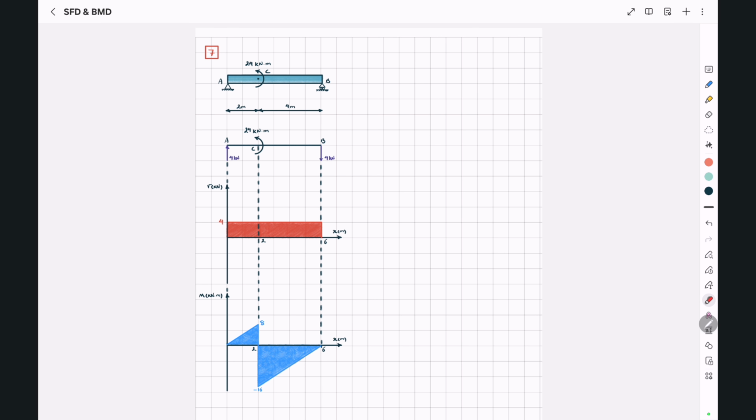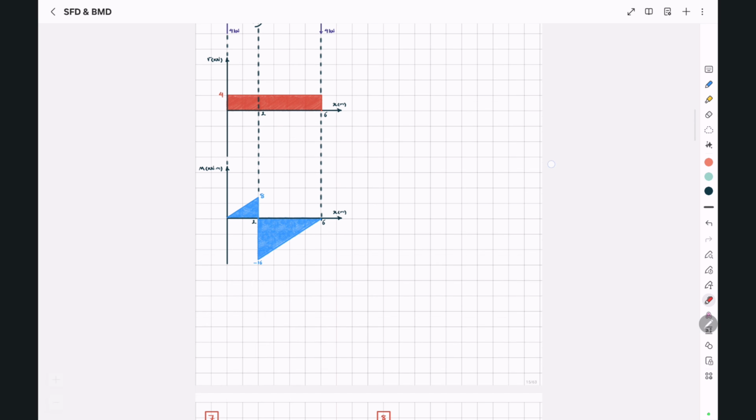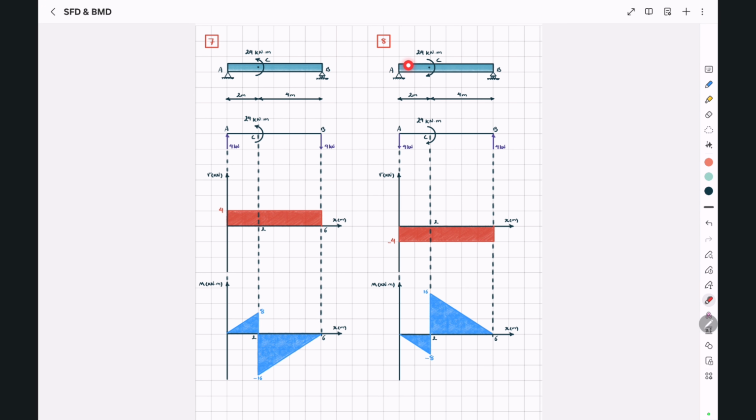Now, in the next example, we're going to have the same simply supported beam, but this time we're going to apply a clockwise moment with the same magnitude at this point C. So this will be our new beam. And if you draw the free body diagram of this beam and determine the support reactions by writing the equations of equilibrium, you should get a downward concentrated load at point A with a magnitude of 4 and an upward concentrated load at the end with a magnitude of 4.